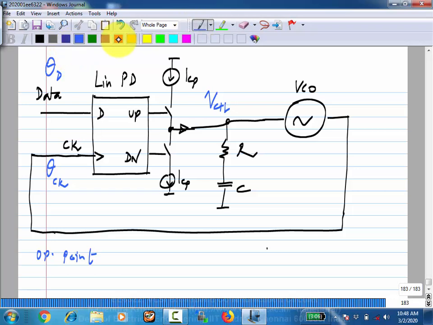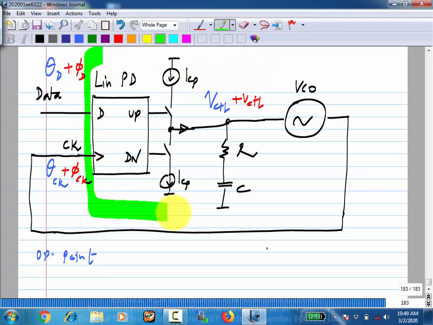Okay. So let's say I introduce some data jitter or some increment in the data phase. What will happen? You expect that there will be some increment in the control voltage, and there will be some increment in the clock phase. Now we will make a model that will relate these increments. What model will that be?